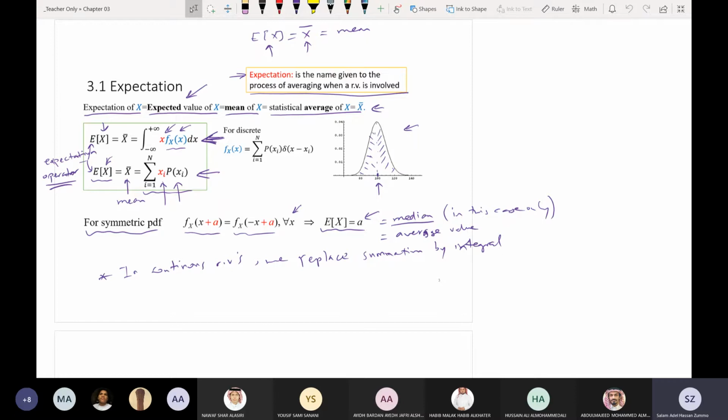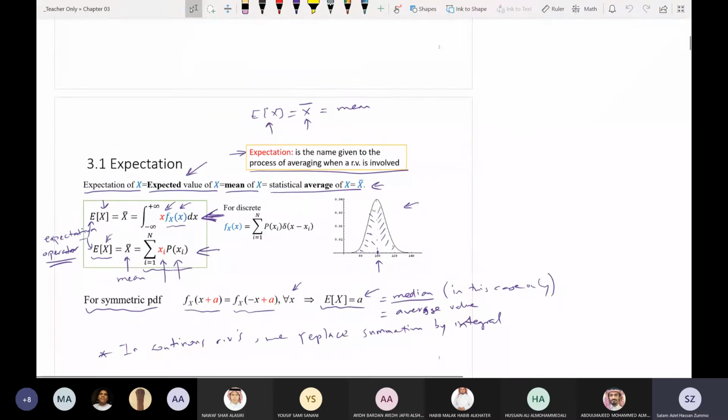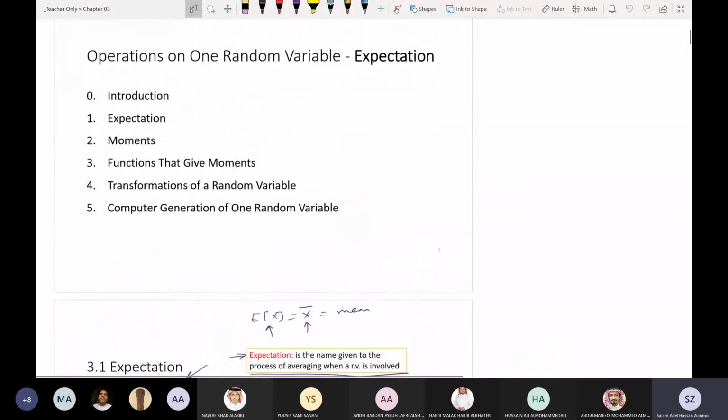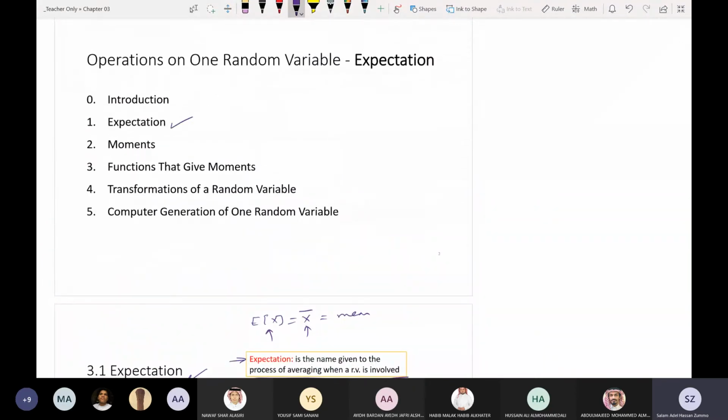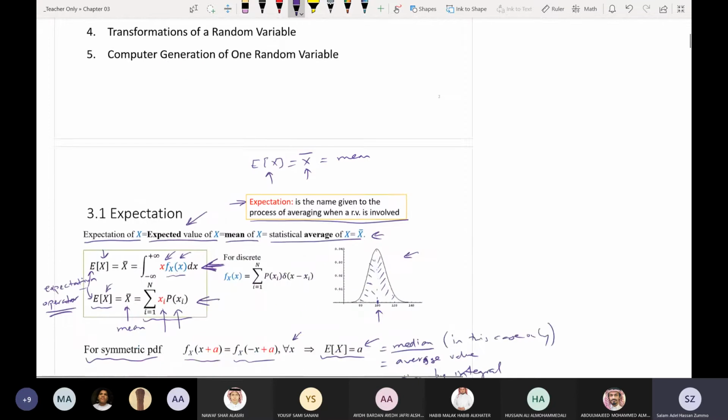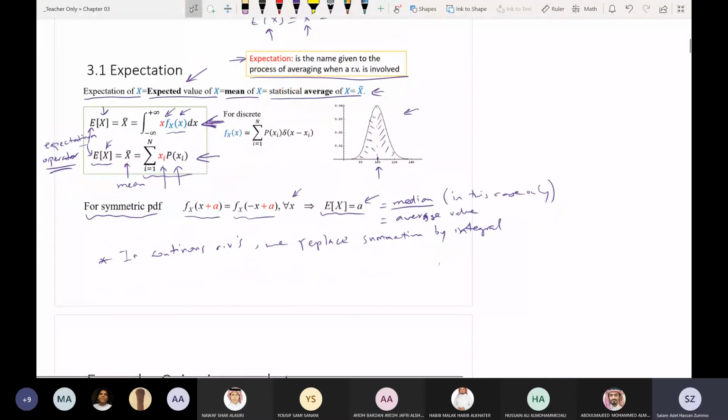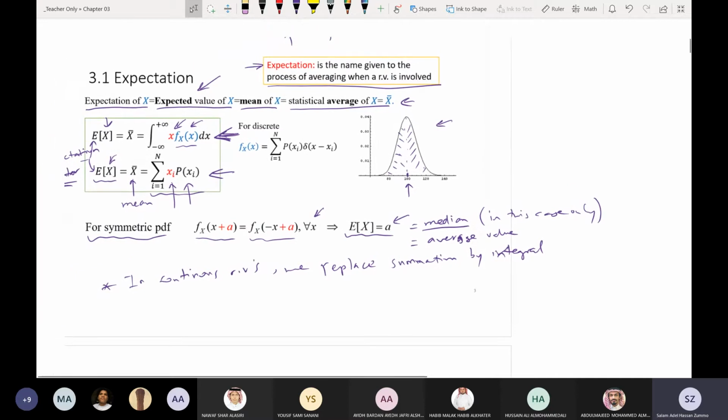Okay, so last time we started talking about chapter 3 and we started the expectation. Today, inshallah, we'll continue with the expectation and we'll also talk about the moments. We mentioned that the expectation, or the expected value of x, or the mean of x, or the statistical average of x, all mean the same thing, which is the average of a random variable x.